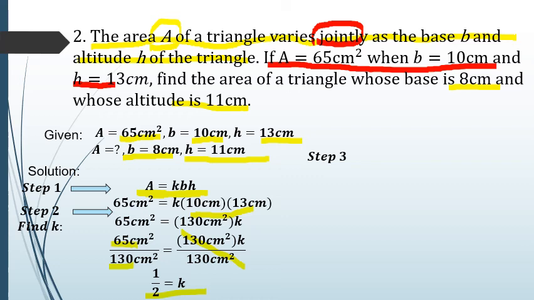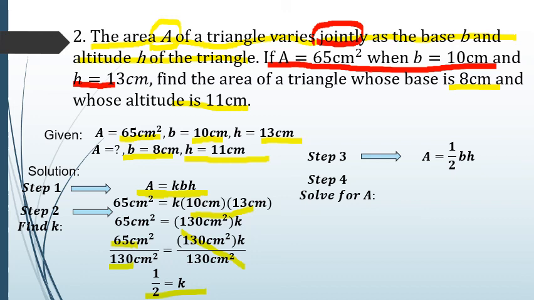So, for the third step, yung equation sa step 1, papalitan natin yung value ng K. Instead na K ang nakalagay, gagawin natin na 1/2. Magkakaroon tayo ng A equals 1/2 times B times height. For step 4, solve for the value of A.